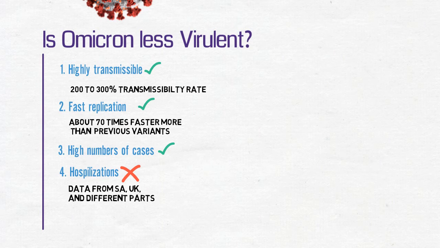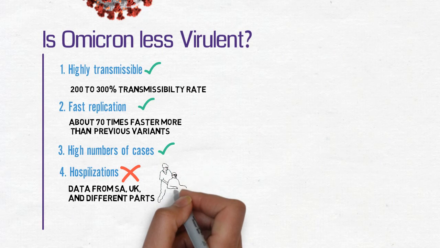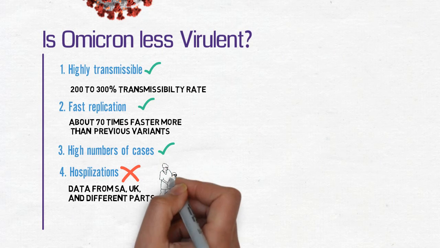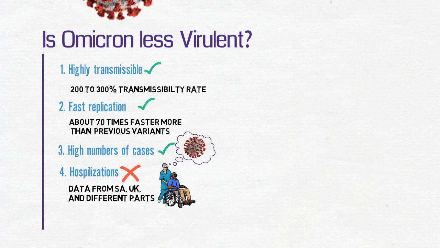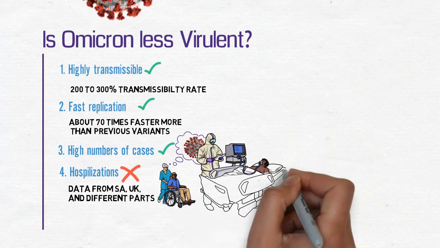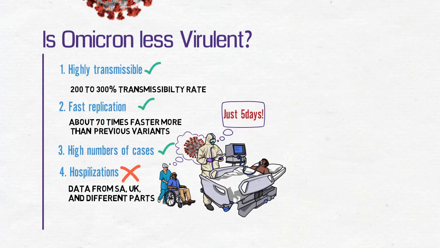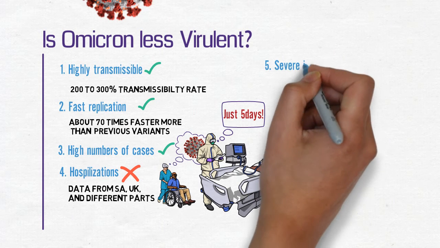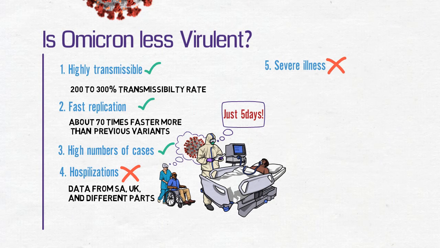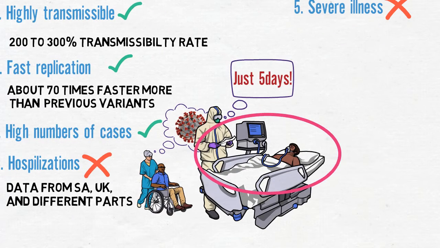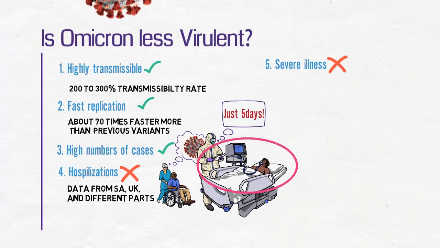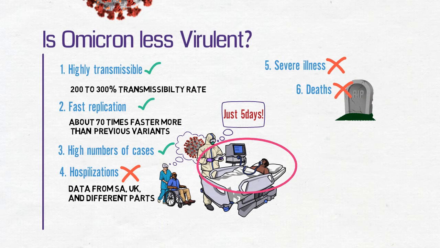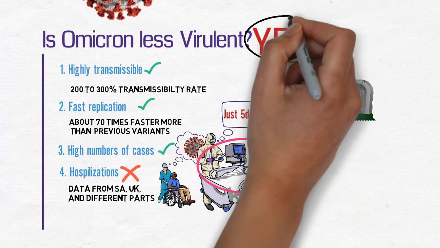So these hospitalizations are mostly incidental, which means that people go for a medical checkup for other reasons and are found to have Omicron. Where hospitalization has happened, only 5 days are enough to be cleared. We have also seen low cases of severe illness, meaning not many people require ventilation and additional oxygen supply as before, and thankfully we have not seen high numbers of deaths. So there's overwhelming evidence, and it's an overwhelming yes, Omicron is less virulent than Delta and the previous variants.